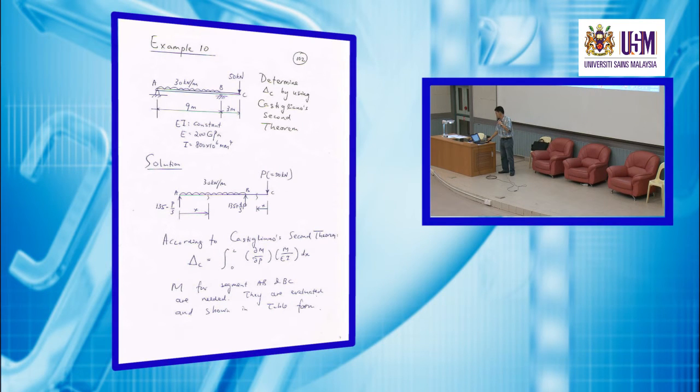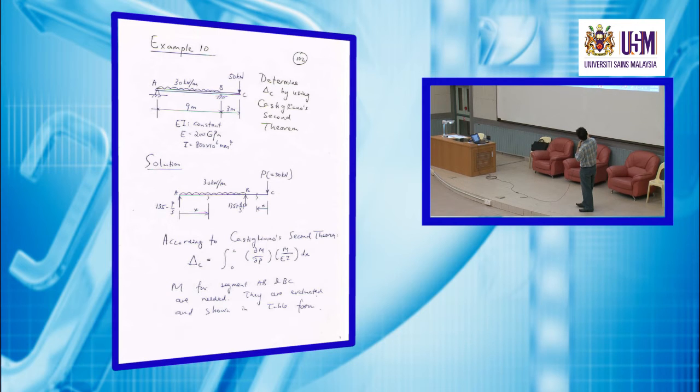So next, let's look at an example I think you have been waiting for, for many, many weeks now. You want to look at how to calculate deflections using Castigliano's second theorem. We start with a very simple example, which is a beam, and it is simply supported here with overhang.